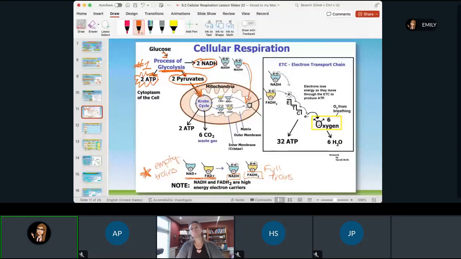And reminder, glycolysis takes place in the cytoplasm. The Krebs cycle is in the matrix, so in the absolute center. The Krebs cycle takes in these 2 pyruvate. It's going to produce carbon dioxide and 2 ATP. Okay. Notice how we have this cycle in the center with our full trains going to the electron transport chain and then our empty trains going back into the Krebs cycle.